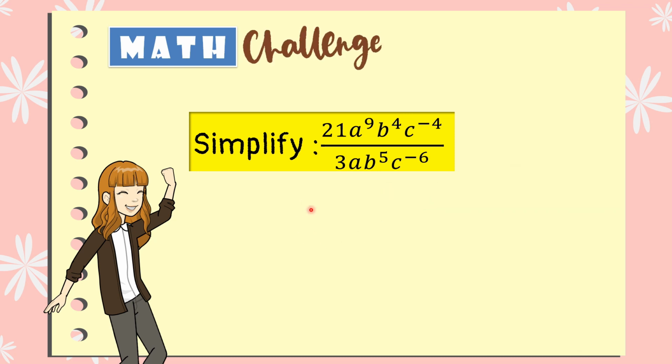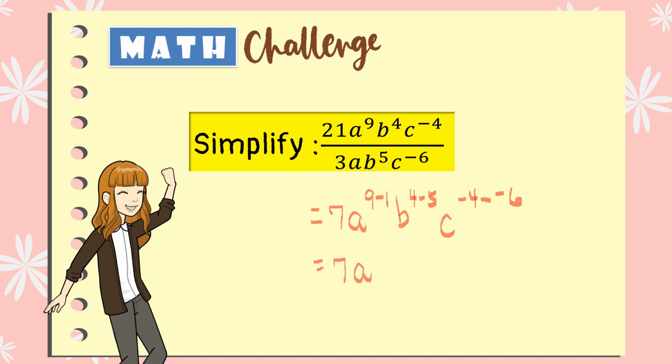Alright, let's see if you have the same answer as mine. So we get 21 divided by 3 is 7. A raised to, the exponents 9 and 1, 9 minus 1. B raised to 4 minus 5. C raised to negative 4 minus negative 6. 7. A raised to 9 minus 1 is 8. B. 4 minus 5 is negative 1. C. Negative 4 minus negative 6 is simply negative 4 plus 6. So, negative 4 plus 6 is positive 2.